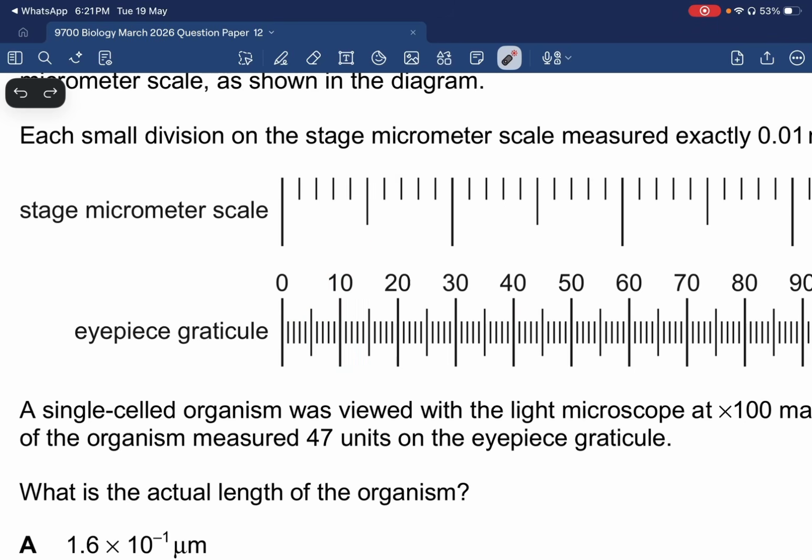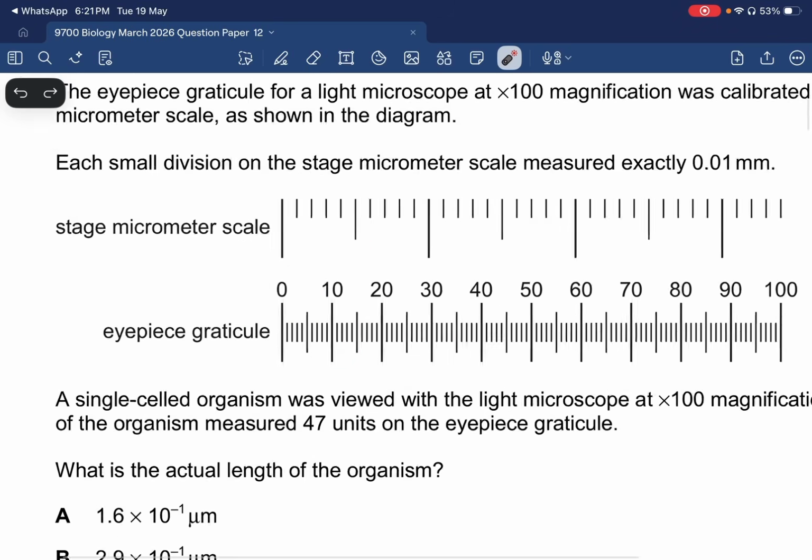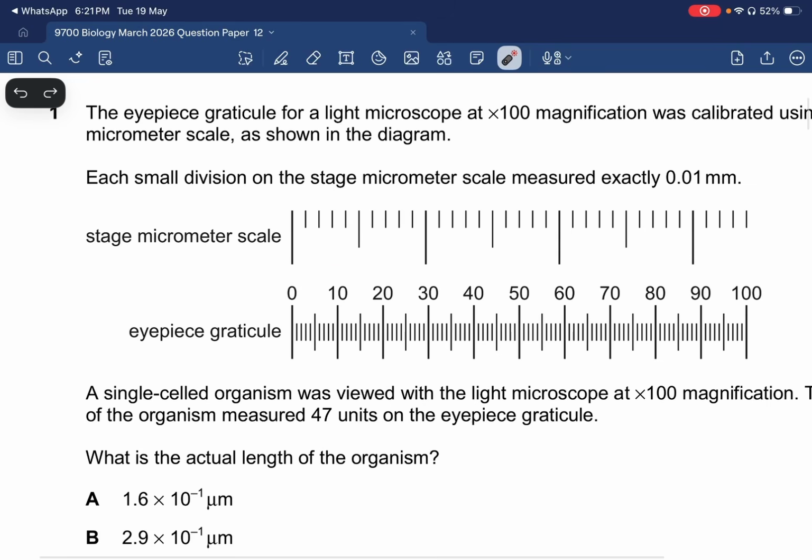So 10 divisions. Most students get confused by thinking that 10 might mean 10 micrometers or 10 millimeters. No. In an eyepiece graticule, the number is not a length. It's not 10 millimeters or 10 centimeters or 10 micrometers or 10 nanometers. It's divisions. It's telling you the number of divisions. But this is not the case in a stage micrometer. There it's talking about length and not divisions.